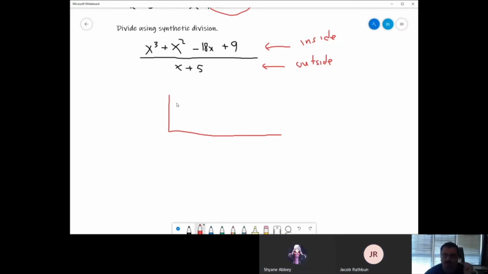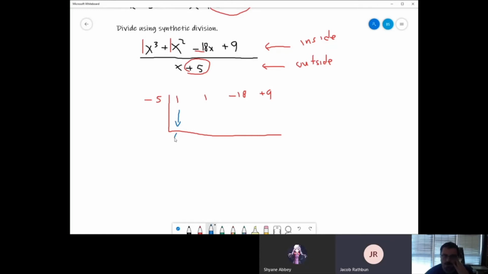We set up synthetic division. You kind of want to think about using 3 lines on notebook paper. When you do it inside here in this first row, you just put the coefficients. So it's going to be 1, that 1, the minus 18, and the plus 9. Now on the outside, you take the opposite of whatever this is. So if it's plus 5, it's minus 5. So it's going to be minus 5. And once you have it all set up, step 1 is just take whatever this number is here, pull it down.